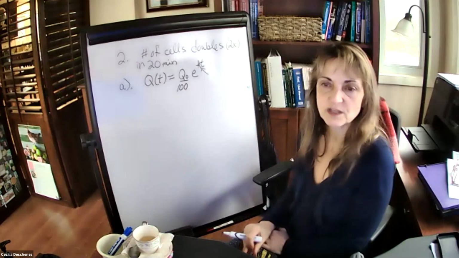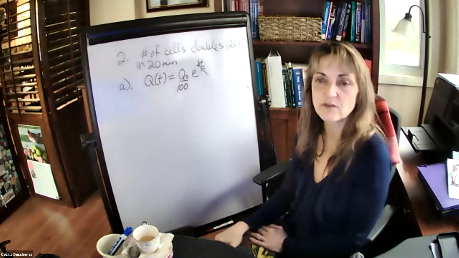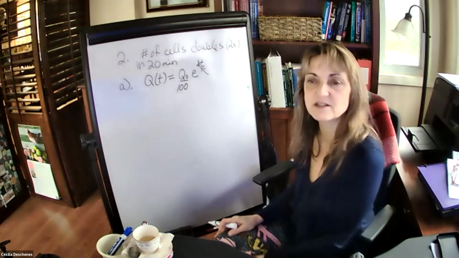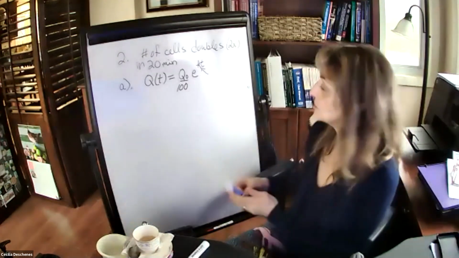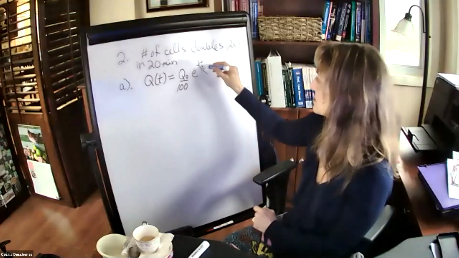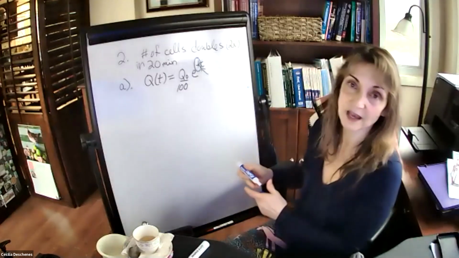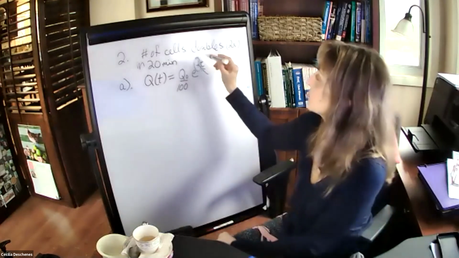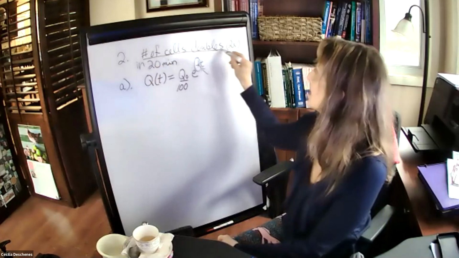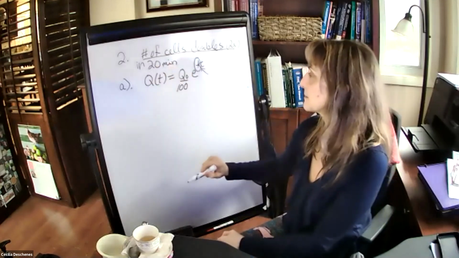Determine the function Q of T that expresses the exponential growth of the number of cells of this bacteria as a function of time. Well, if that is what they're asking us to do, and they already told us that Q naught is 100, the only thing that's missing is the K. So how do we figure out K? The key is that we're told that the number of cells doubles in 20 minutes.